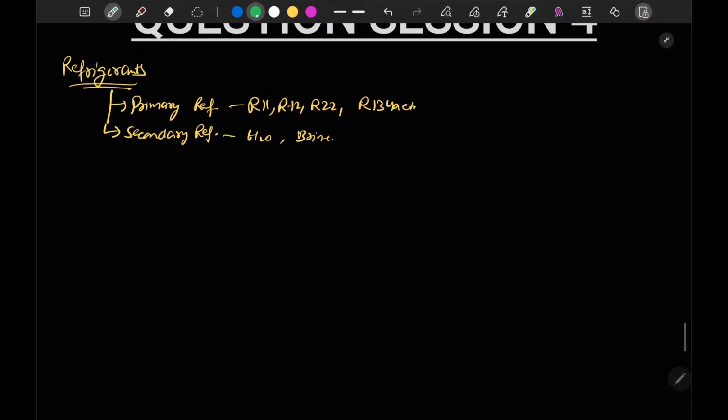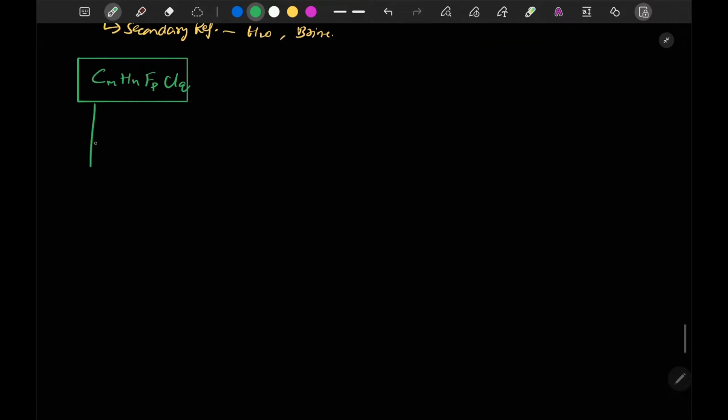Next we have discussed the designation of refrigerants. Let's say the chemical formula is CmHnFpClq. If there is a chemical formula like this, there can be two conditions. First, it may be a saturated hydrocarbon. Second, it may be an unsaturated hydrocarbon. So these two conditions are possible.